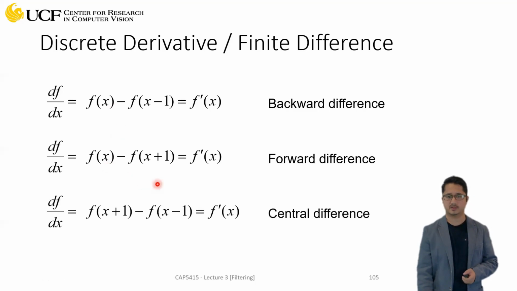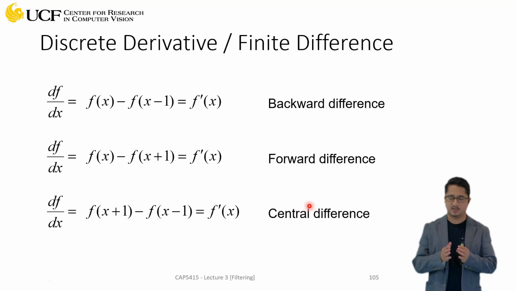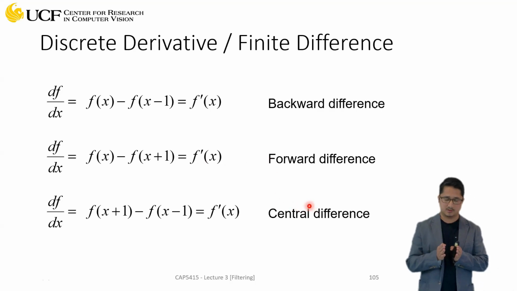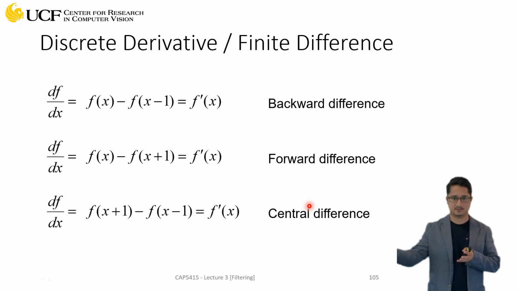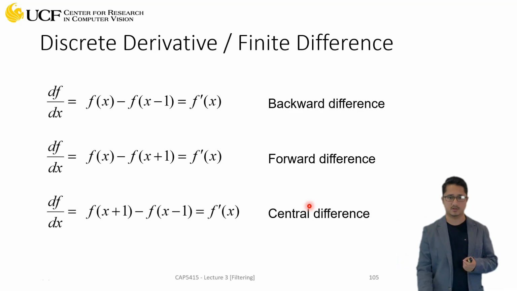And this is another interesting case, which is called central difference. In this case, if we are standing at a location, we don't use the value of that location. We just look at the value of the next location and the previous location. So we'll take the value at the next location, which is f(x plus 1), and subtract the value at the previous location. So this is called central difference.